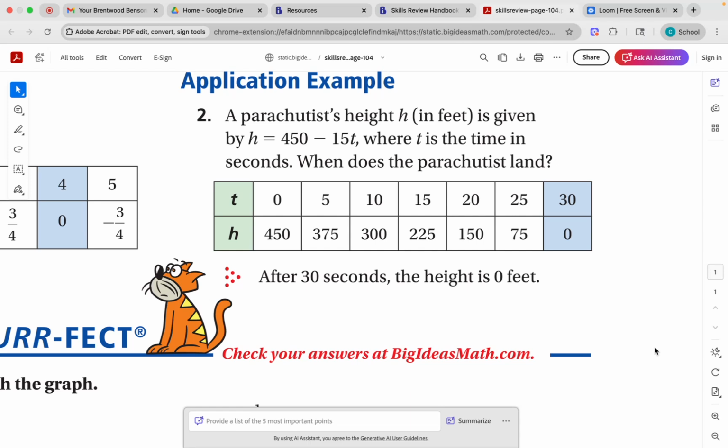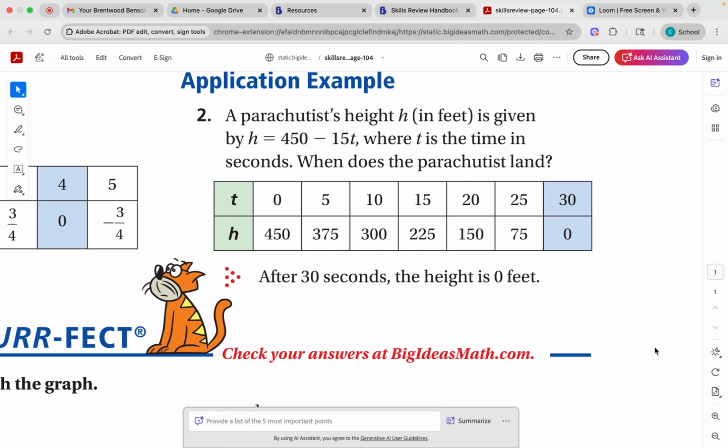So now we would keep doing this. Do you feel like I need to do it each time? No. We got it? So we see that it's 300 for 10 seconds, which makes sense, down 75 feet. Subtract 75 from that. Down 75 feet would give me 225. Down another 75 feet would give me 150. Then 75, and then at 30 seconds, 0. We hit the ground. Hopefully gently as you land in your parachute.